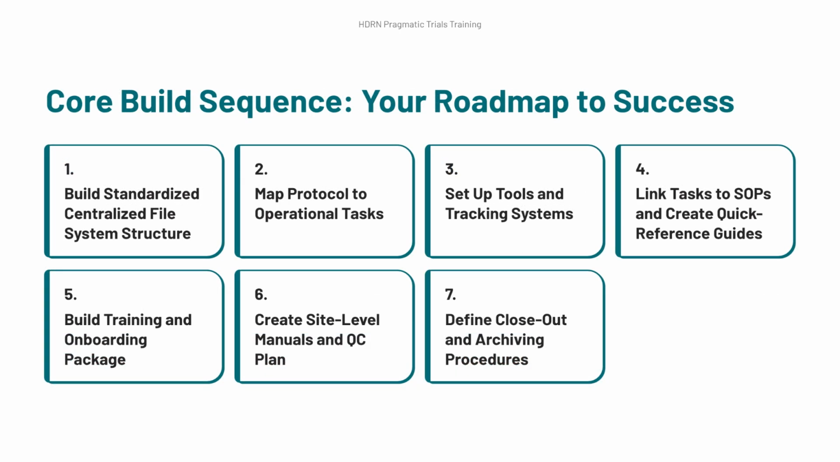This slide lays out the core build sequence, the roadmap for putting a functional file management system in place. It starts with building a standardized, centralized structure, then mapping the protocol to real operational tasks. From there, you set up tools and tracking systems, link tasks to standardized operating procedures, and create quick reference guides. The sequence finishes with training and onboarding, site-level manuals and quality control planning, and clear closeout and archiving procedures.